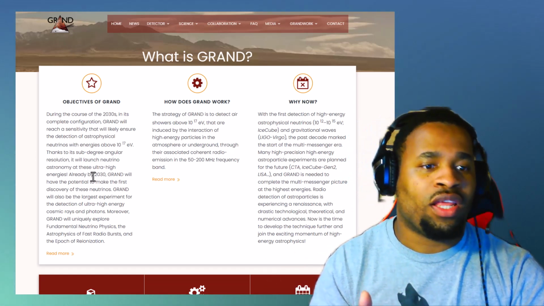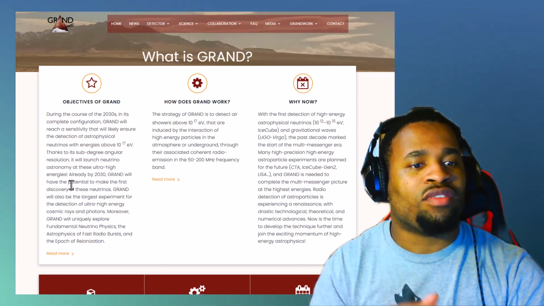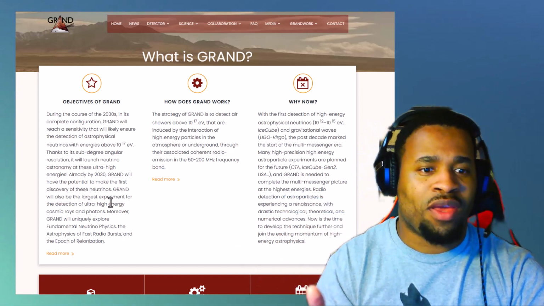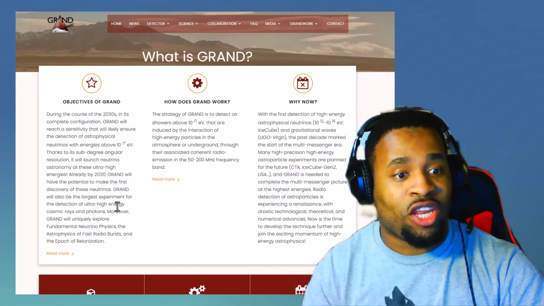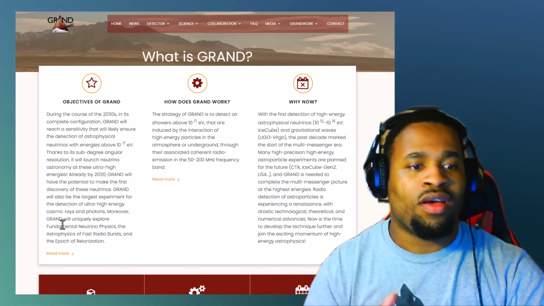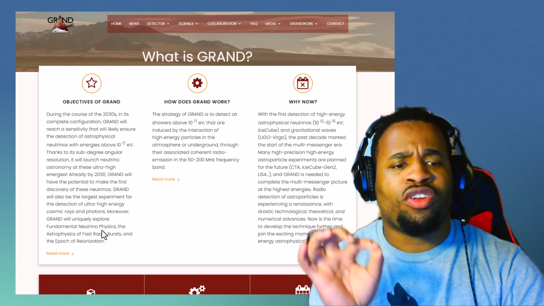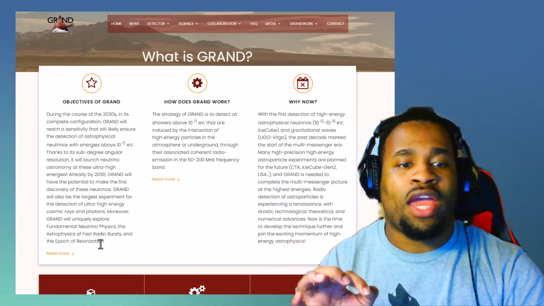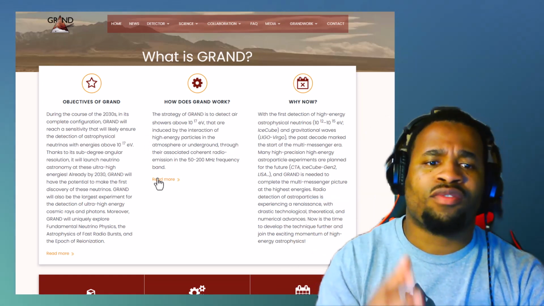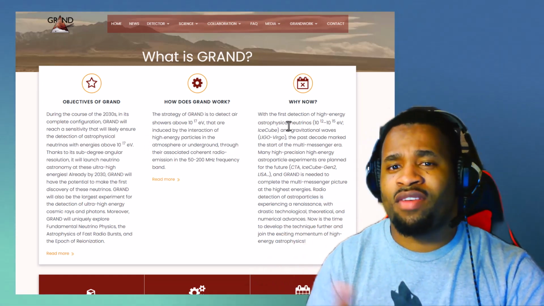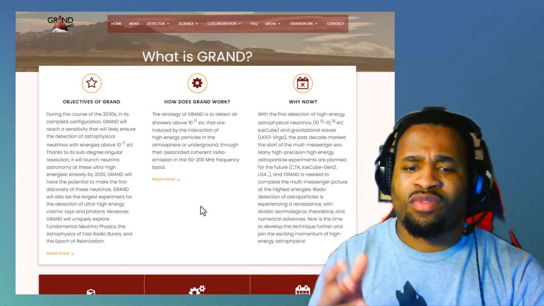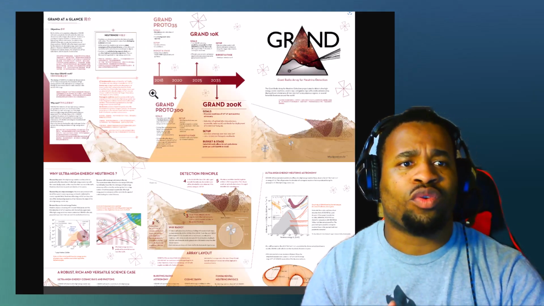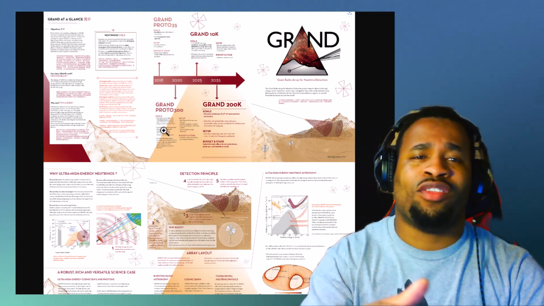Already by 2030, that is the goal, GRAND will have the potential to make the first discovery of these neutrinos. This is also the largest experiment for the detection of ultra high energy cosmic rays and photons. Moreover, it will explore fundamental neutrino physics and the astrophysics of fast radio bursts and the epoch of reionization. So this is a lot of things you can look out for and learn more about in terms of how this works. If you want a visual take on it, here is a little bit of a visual on how this works. It's pretty cool, and we can dive into this in future videos.